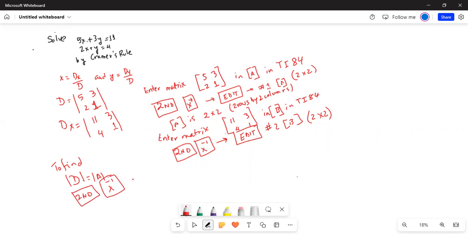Then highlight math on the top row, and select number 1.